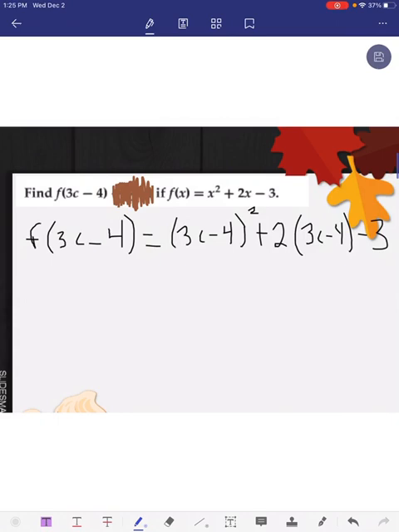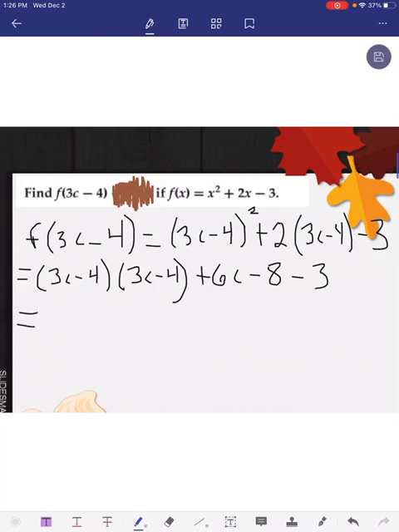And then, just like before, I'm going to simplify. But be careful. Remember that 3c minus 4 squared is 3c minus 4 times 3c minus 4. We cannot distribute that 2. We have to FOIL it out like we did in our multiplication section by multiplying each of the terms together. Now I'm going to go ahead and distribute that 2 because that's multiplication. We are allowed to distribute that.